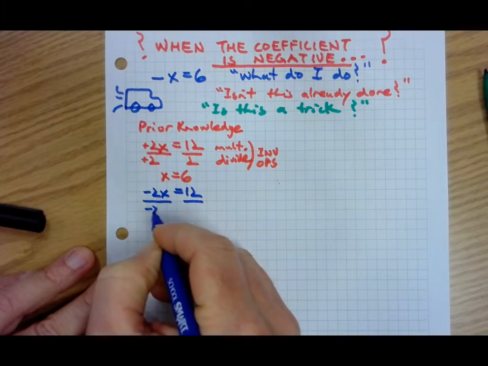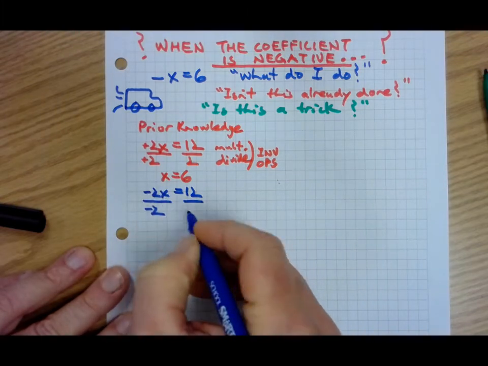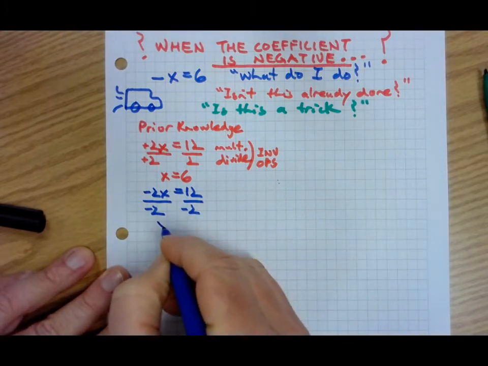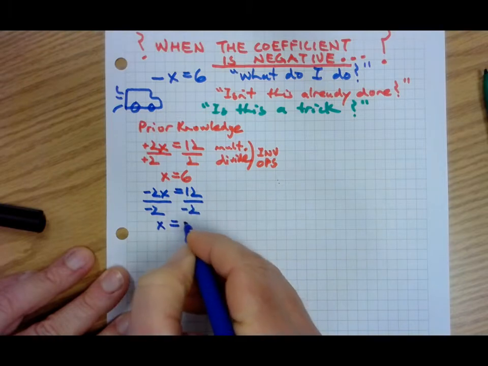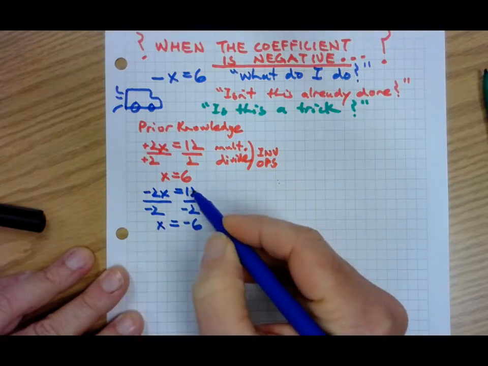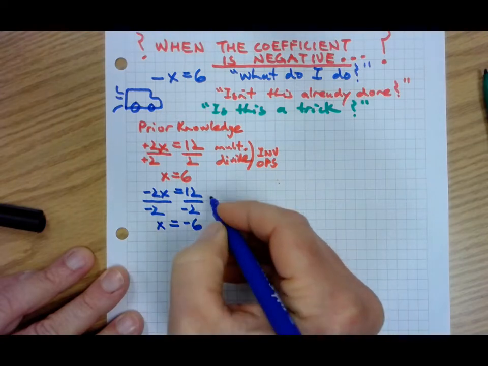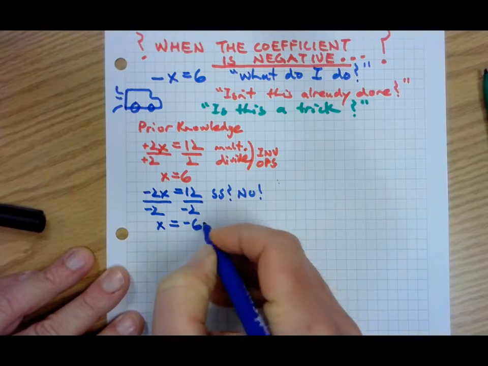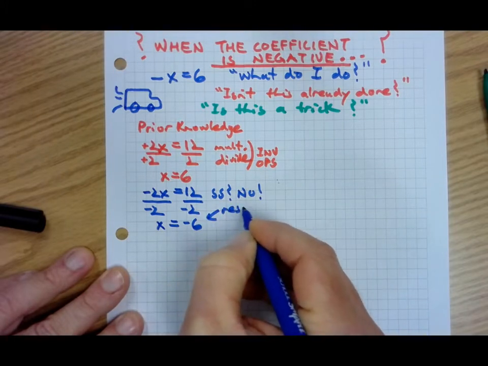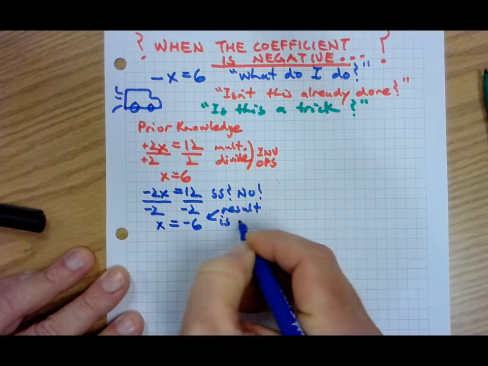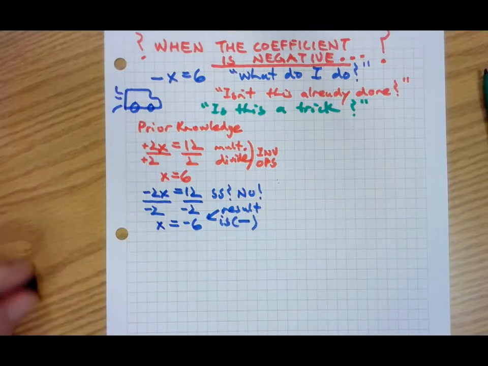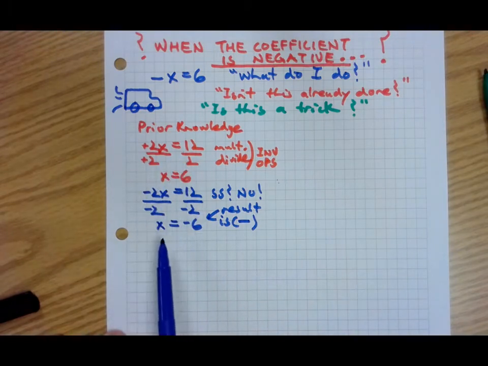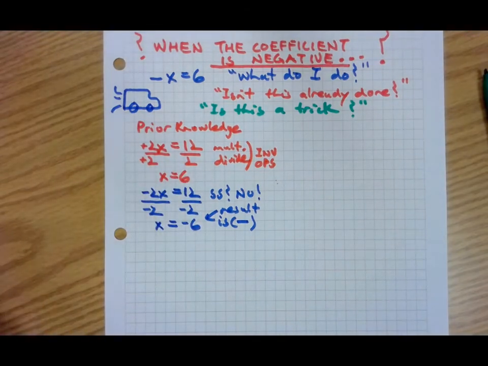We keep the sign, we still see multiplication, and we divide by the coefficient. So now I have x is negative 6 because a positive divided by a negative, do they have the same sign? No. That means the result is negative. Remember that? Okay, so there's our prior knowledge. Hopefully you agree that this all looks like stuff you know.